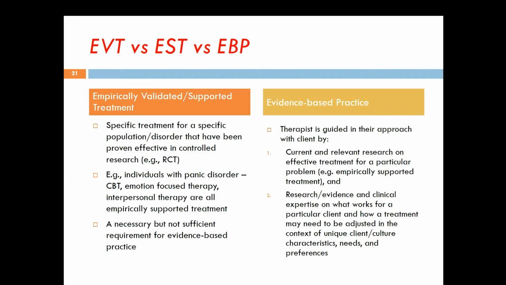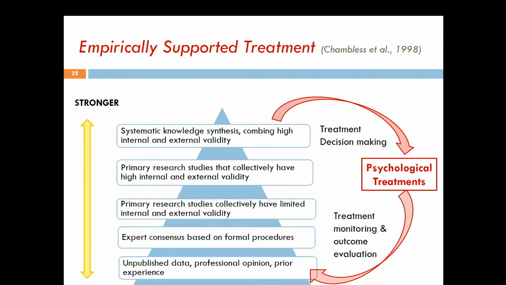So the therapist is guided in the approach with the client by current and relevant research on effective treatment for a particular problem. And typically these are empirically supported treatments. Okay? With this empirically supported treatment, we also have to consider the unique characteristics of the client and the culture to make modifications to this empirically supported treatment that's been found useful and effective for other populations or other, similar clients. Okay, so this is what we call evidence-based practice. It's not the same as empirically validated treatment.